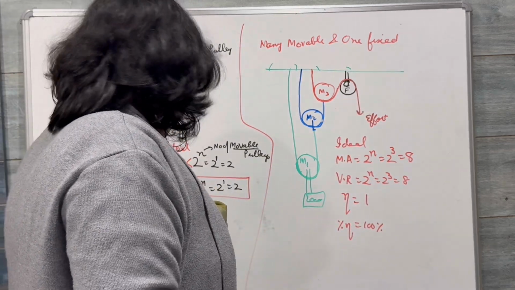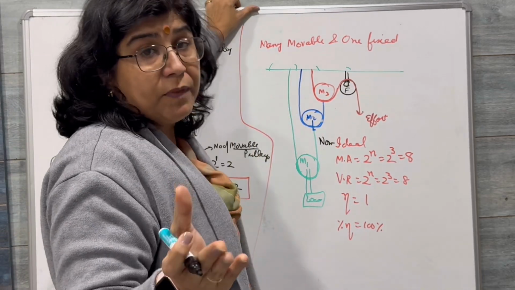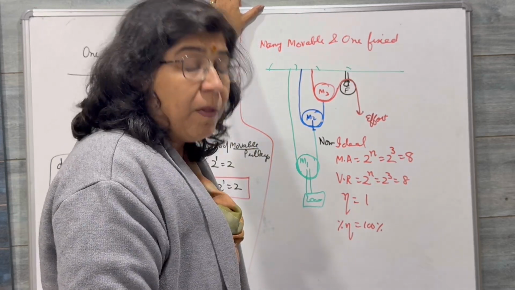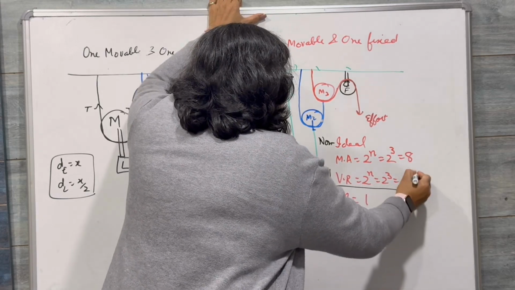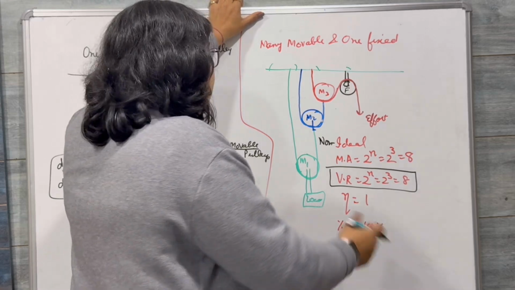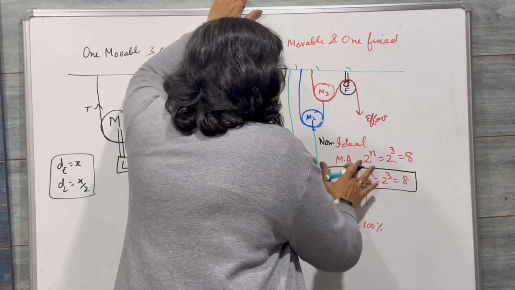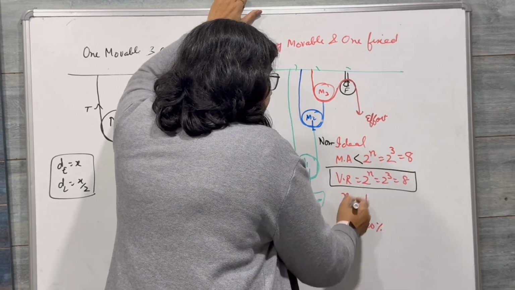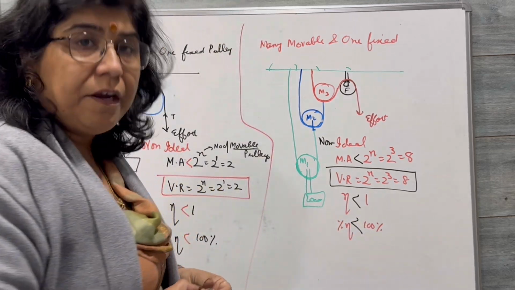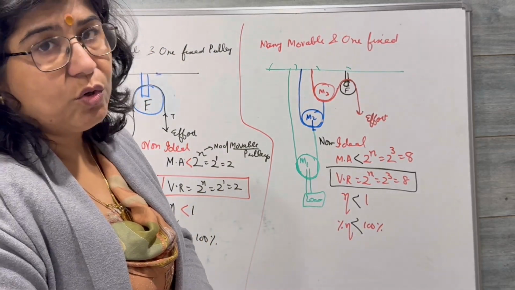But if it is non-ideal case, now you can always repeat with me. If it is non-ideal case, something will not change. Yes, it's the velocity ratio. Not changing in any condition. Best friend, right? What will decrease? What will increase? None of these. What will decrease? Mechanical advantage will be less than 8. Efficiency will be less than 1. Efficiency percentage will be less than 100%. At least these things you should know.